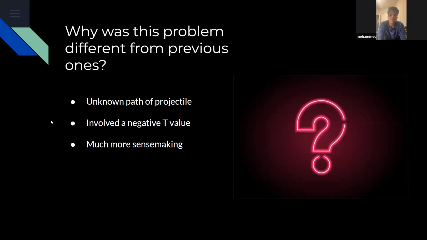And why was this problem different from the previous ones? Because this problem had a negative value of the time limit of the flight, which is something we have not been confronted with before and added more complexity. We have done sense making on similar problems, but with a more complex acceleration equation. And the sense making was at a different level.